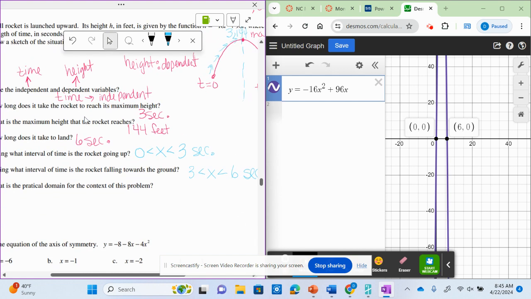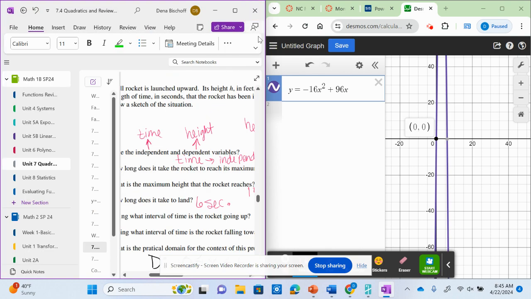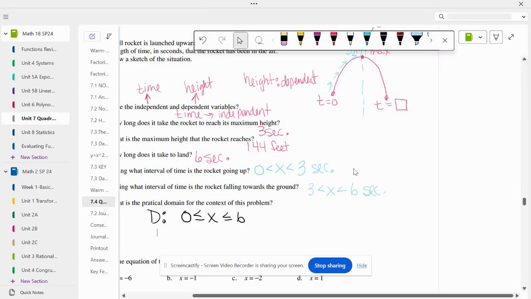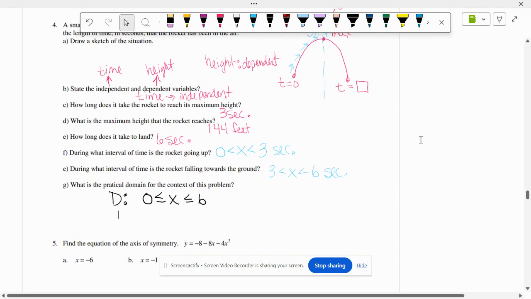What is a practical domain? Remember, domain is like, what are the points? Like, where do your intercepts lie? Well, the practical domain is 0 is less than or equal to x is less than or equal to 6. Anything after that is going to give you a negative height. Let me make this gigantic for a second. So here you are. Leave that there for a second.